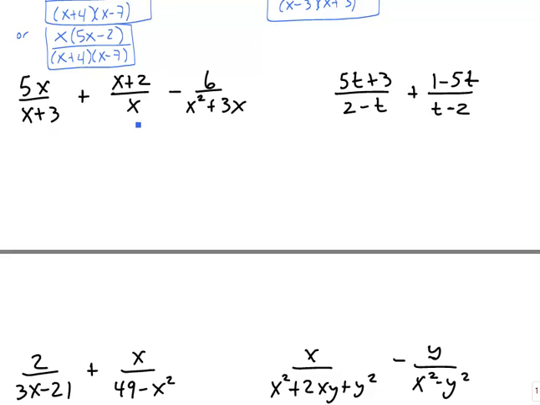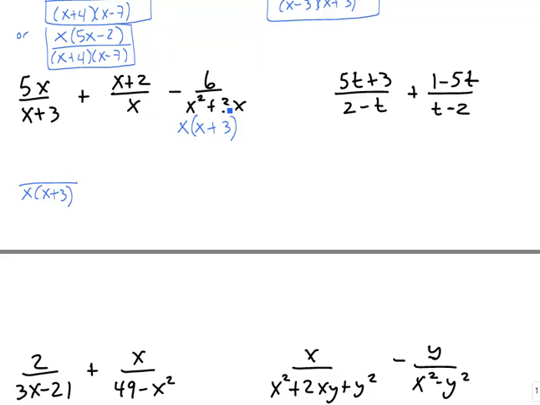X plus 3 and x are already as factored as they can get, but x squared plus 3x does factor further because there's a GCF. So if I pull out my x, I'm going to have an x plus 3 left over. So my common denominator needs to have one x because I have x showing up once in a couple of fractions, and I need an x plus 3 as well. So my common denominator is going to be x times x plus 3.